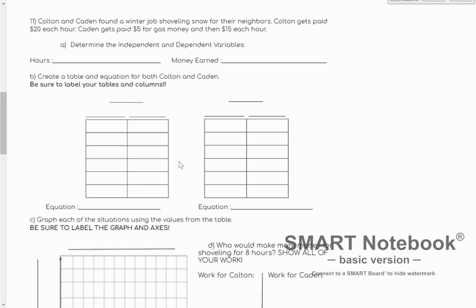Colton and Caden found a winter job shoveling snow for their neighbors. Colton gets paid $20 each hour. Caden gets paid $5 for gas money, and then $15 each hour. So we need a table for Colton and a table for Caden. On our left side is always going to be our 0, 1, 2, 3, 4, and 5, no matter what the label is.